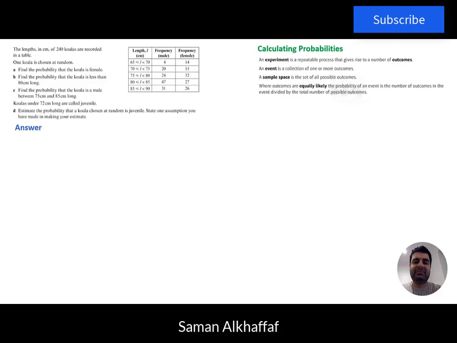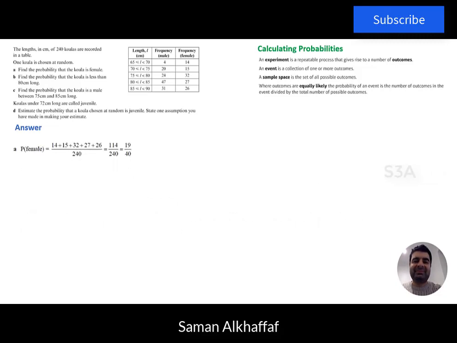In this example, the length in centimeters of 240 koalas are recorded in a table. One koala is chosen at random. So we have a table on the right hand side that shows the ranges and the frequencies for the male and the female. And for the first part, we are asked to find the probability that the koala is a female. So in this scenario, we will take the total for the females.